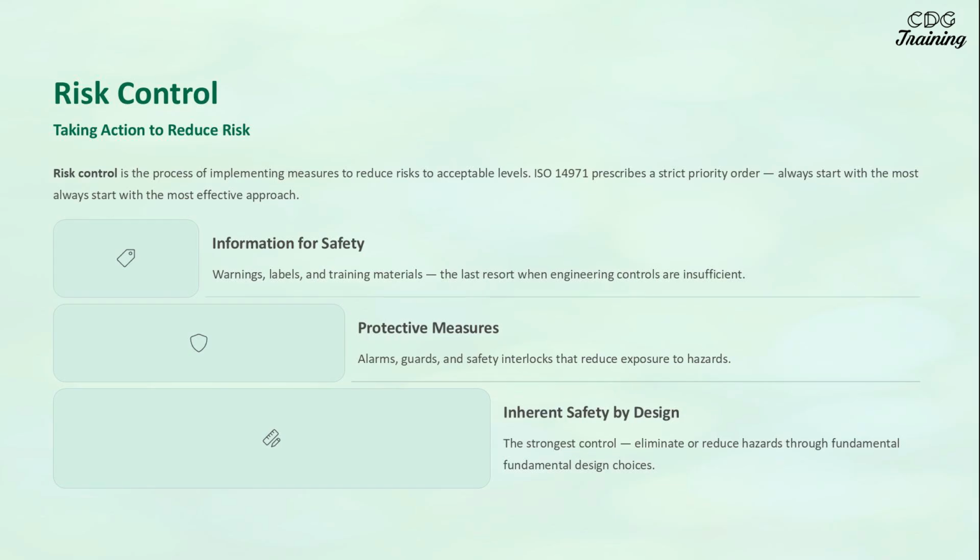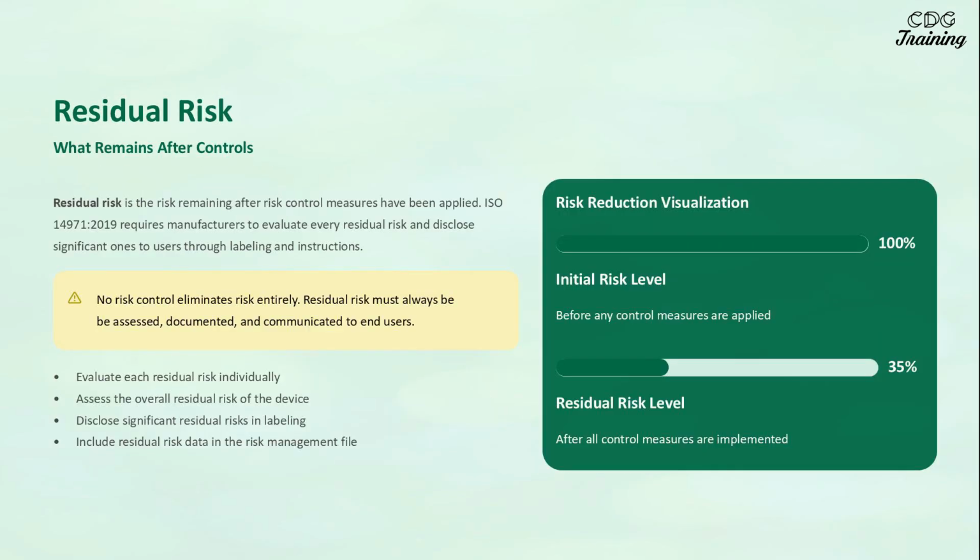ISO 14971 prescribes a strict priority order. Always start with the most effective approach. Residual risk is the risk remaining after risk control measures have been applied. ISO 14971-2019 requires manufacturers to evaluate every residual risk and disclose significant ones to users through labeling and instructions.